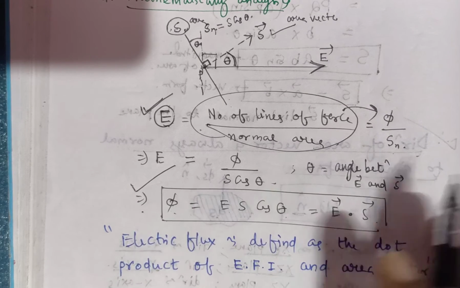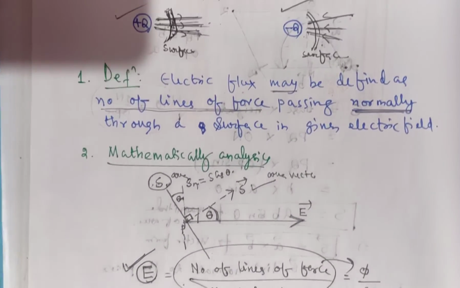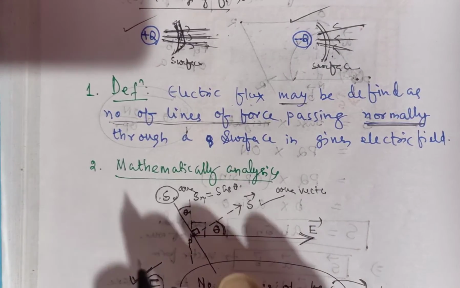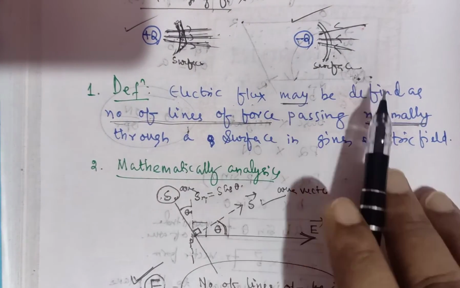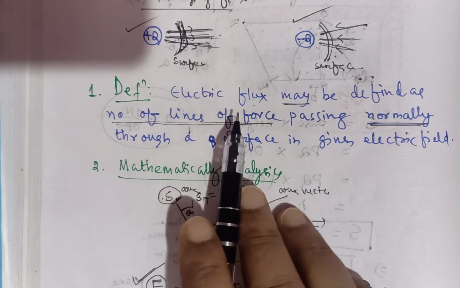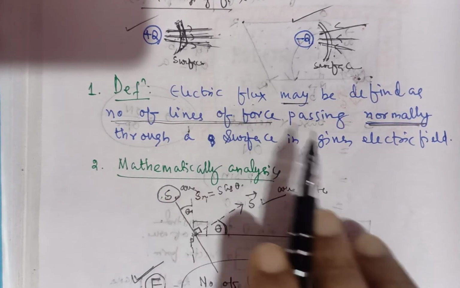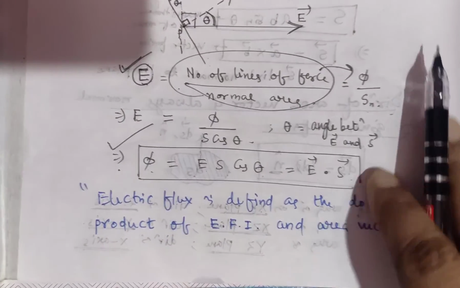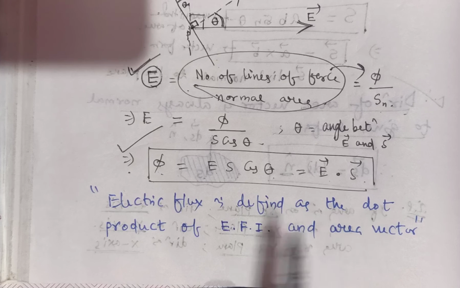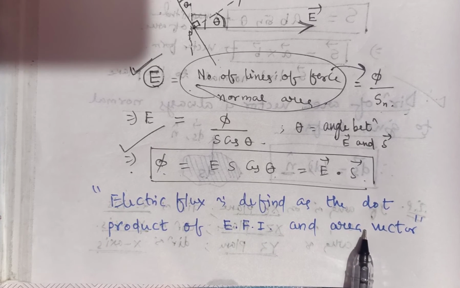So when you discuss what is electric flux, you can say in a qualitative manner. First, in introduction, how can you define electric flux? You can say electric flux is nothing but the number of lines of force passing normally through a given surface in the electric field. How is its magnitude represented? Electric flux is defined as the dot product of electric field intensity and the area vector.